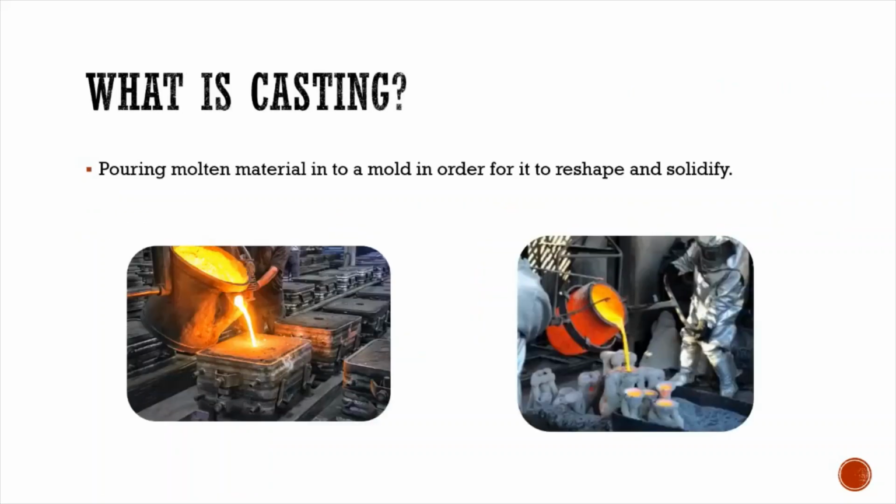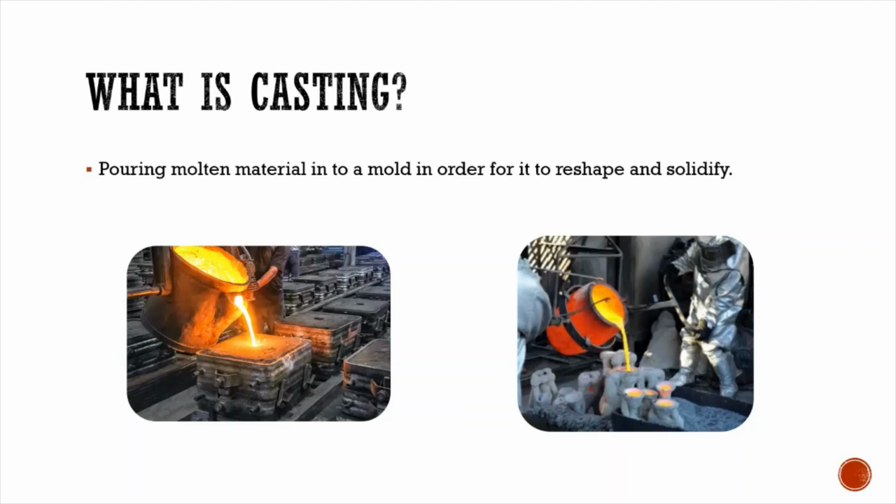Okay, but to begin with, what is casting? Well, I want to define it with a simple phrase, which is pouring molten material into a mold in order for it to reshape and solidify. We know that liquids are the stage of matter that can adopt any figure that you want. And of course, you have to pour it first in a mold, for example, with water, right? It can reshape its body to the volume of the glass of water. This is going to be the same.